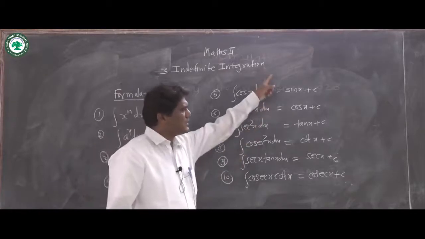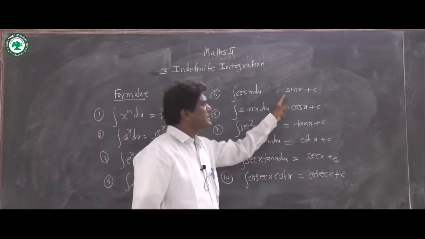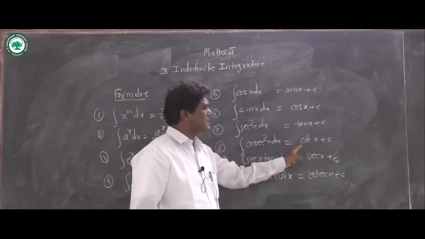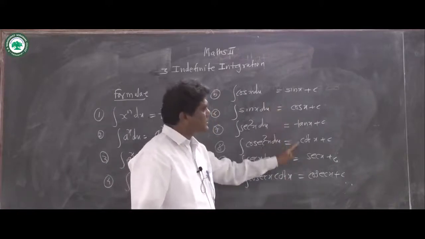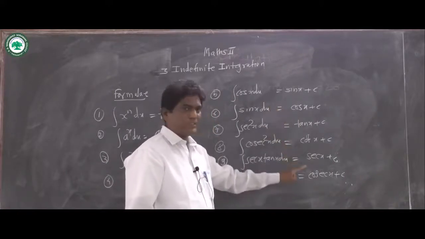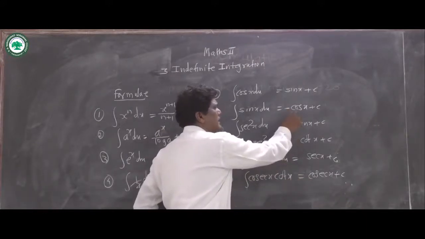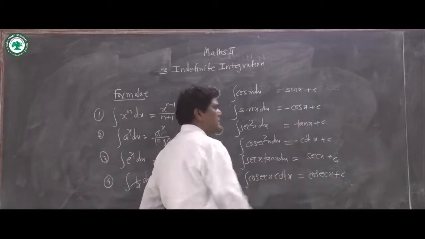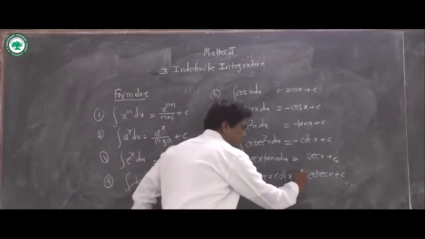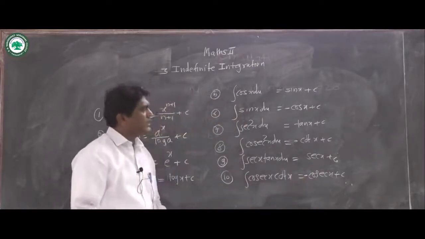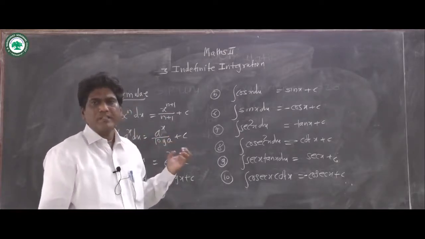Now observe the answers of these integrations. Answers of integrations are here sin x, here cos x, here tan x, here cot x, here sec x, here cosec x. If the answer starts with C, take it as a minus. Here answer starts with C, take minus. Here answer starts with C, take minus. So this is the trick to remember where the minus sign appears in the formulas of trigonometric functions.